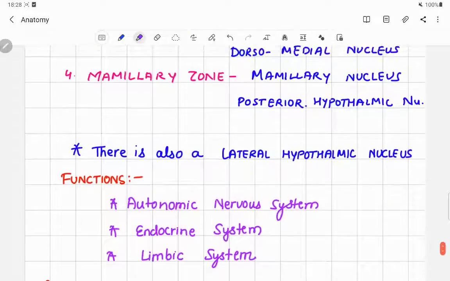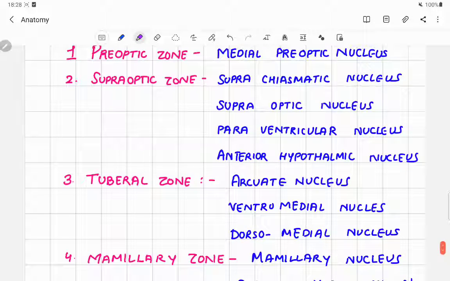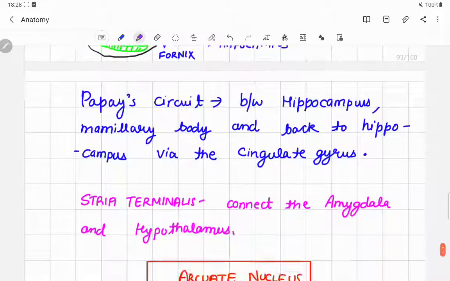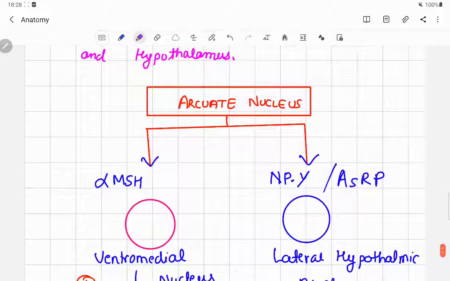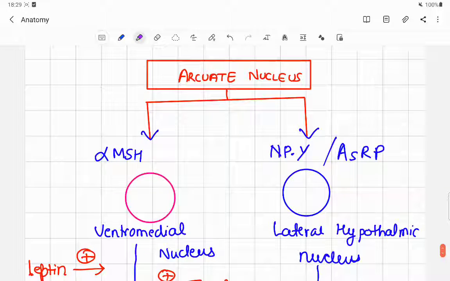First of all, let's recapitulate where the arcuate nucleus is located. The arcuate nucleus is located in the tuberal zone. The tuberal zone has three nuclei: the arcuate nucleus, the ventromedial nucleus, and the dorsomedial nucleus. So let us see how they play an important role in influencing the limbic system.